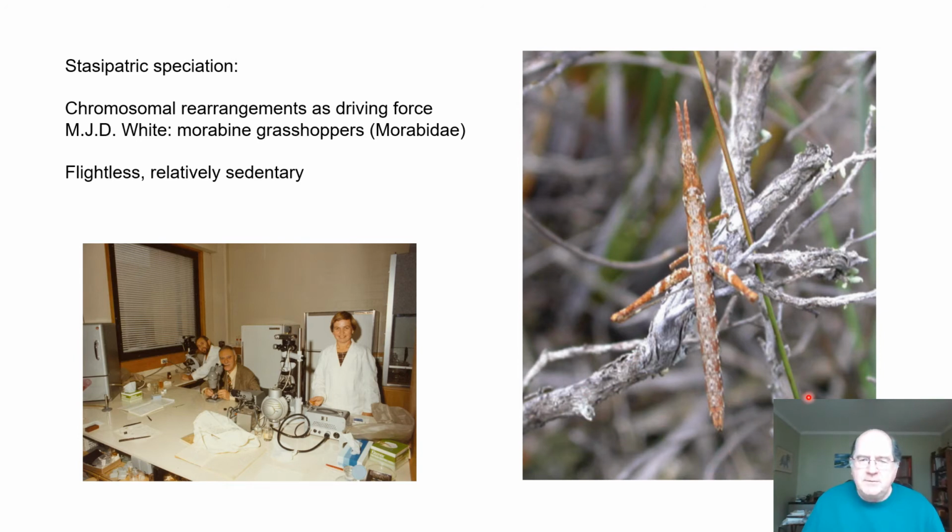These are morabine grasshoppers. Their family classification has jumped around a little bit. They're now considered a separate family of grasshoppers. These are wingless, rather sedentary grasshoppers that are characteristic of Australia. At the time MJD White was working, there was a lot of interest in the techniques available to look at the chromosomes of organisms. And these grasshoppers are characterized by a number of chromosomal rearrangements, inversions in their chromosomes, such that these chromosomal changes made it difficult for individuals with two different configurations of their chromosomes to interbreed, because meiosis wouldn't take place properly. I mean, you could get one generation, but they would be unable to produce viable gametes in the future.